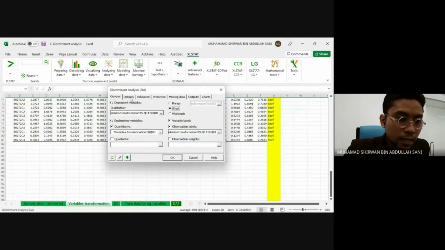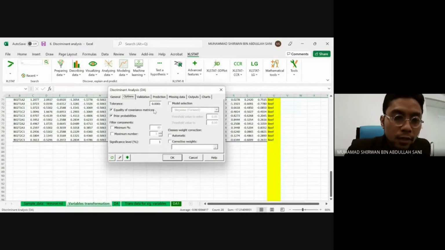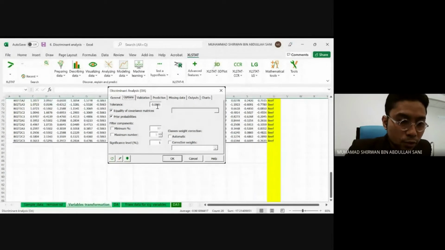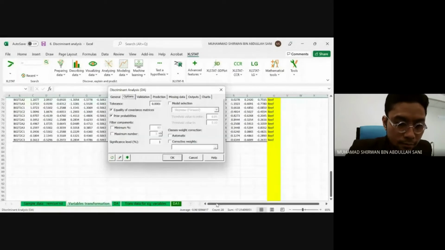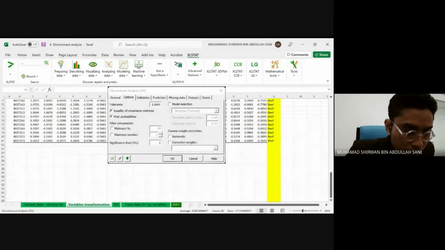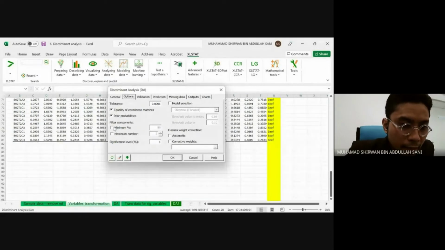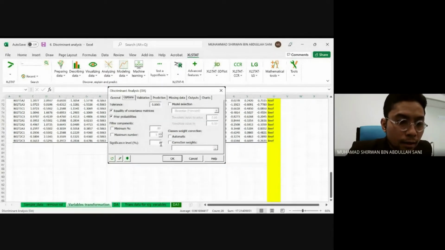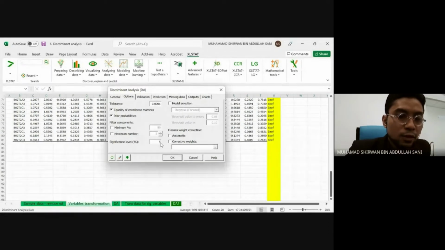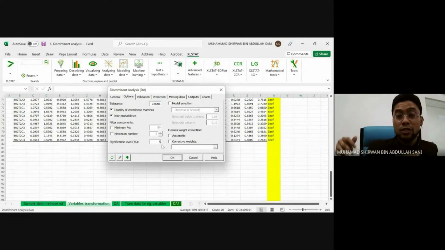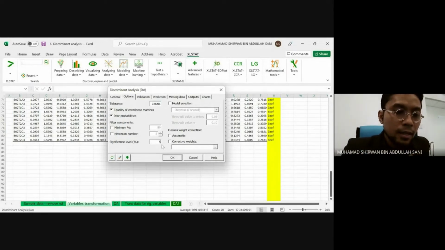And then dah sudah yang ni, go to options. For tolerance, just maintain 0.001. Okay, you have to click equality of covariant matrix and prior probabilities. Then significant level ni you boleh letak 1% ataupun kalau you nak buat 5% pun boleh. So in this case we put 5%, which is 0.05 lah. If you are using it for halal testing, you can go up to 1. So again, I recommend 0.05, but it's up to you.